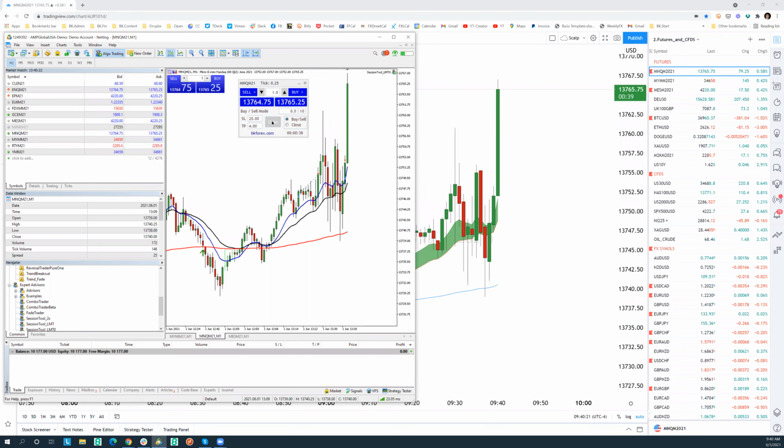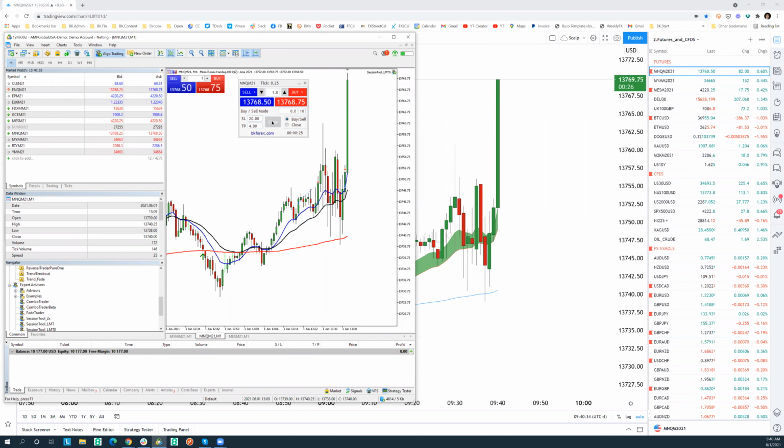Actually, damn, look at this. I totally sold out early. We could have had 10 points on this trade. All right, hopefully some of you guys caught it. Anybody catch that move on the turn?